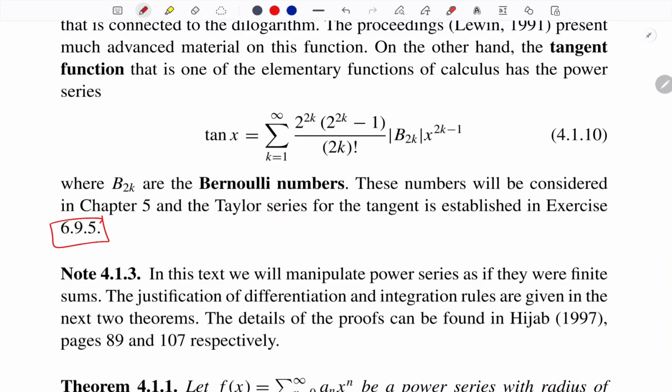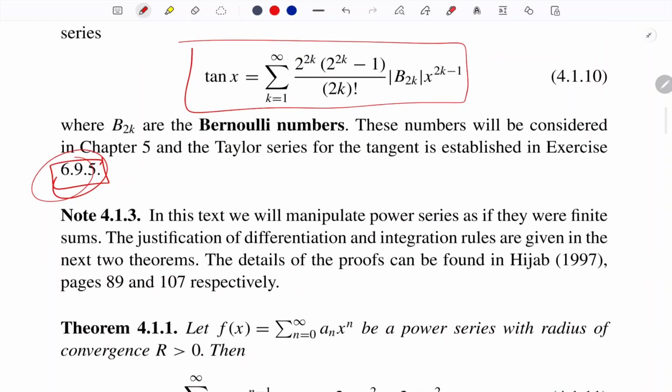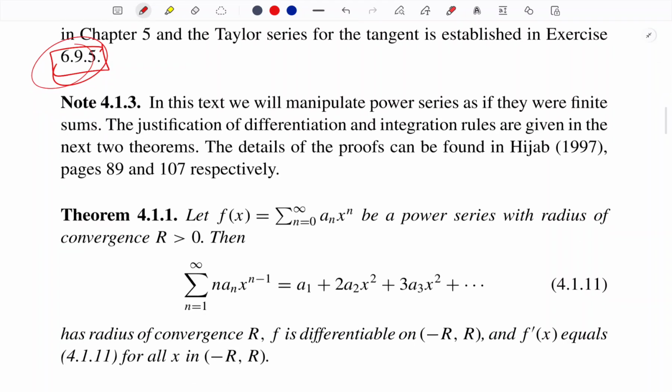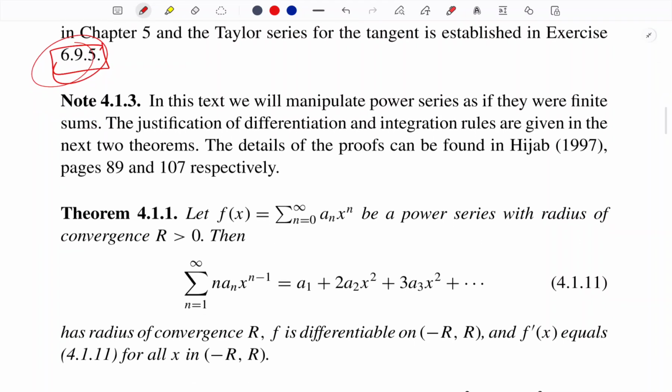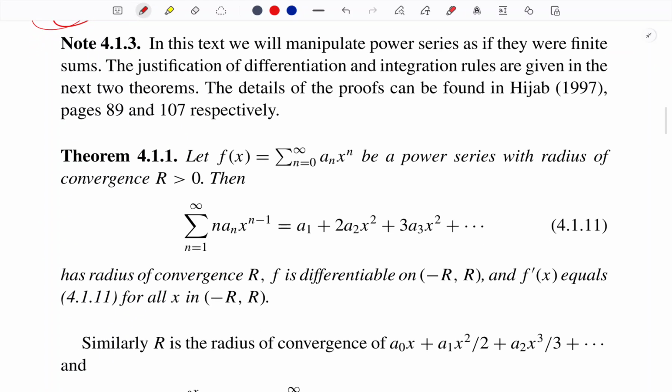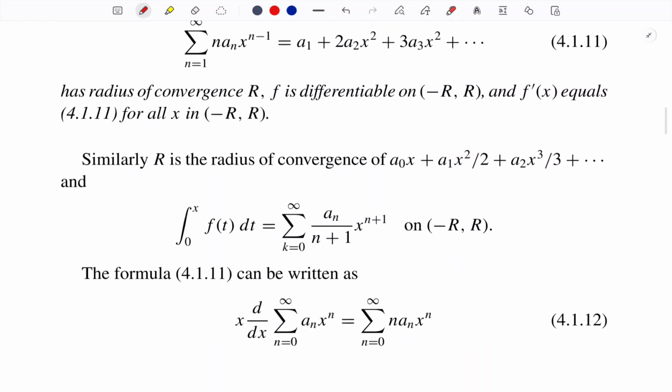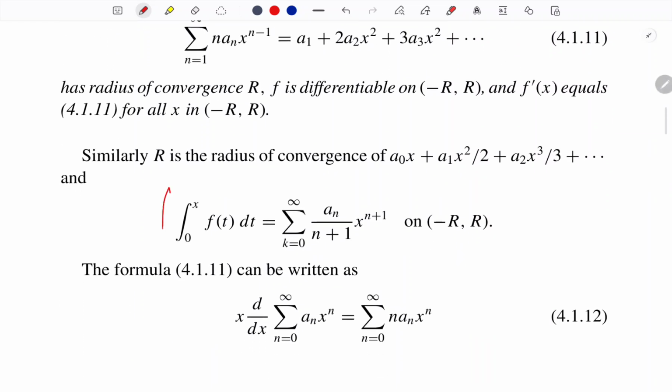Taylor series established. We will have the proof of this later. In this text we will note it. Let's move on further. Guys, this is very important. It relates an integral, not infinite, with an infinite series.